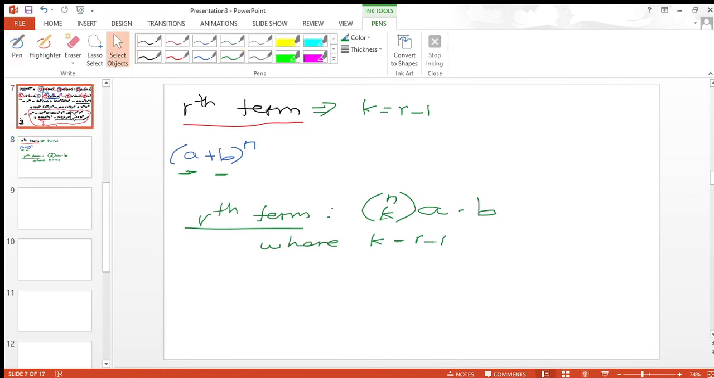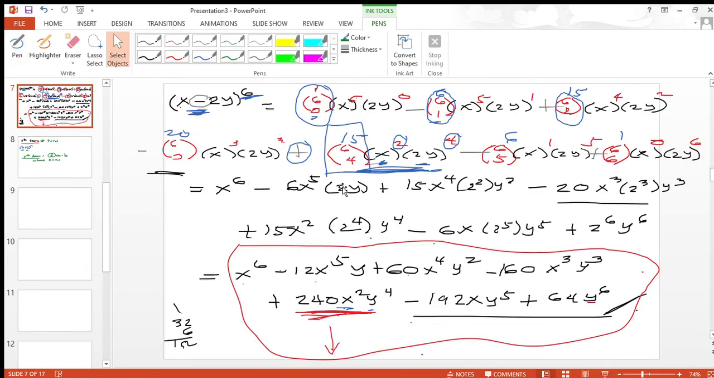Let's go back to the example earlier. If we are looking at the fifth term, halimbawa mas madaling tingnan, we're looking at the fifth term. This is 2 and 4. If we're looking at the sixth term, we have 1 and 5. If we're looking at the second term, we have 5 and 1. So what can we observe?